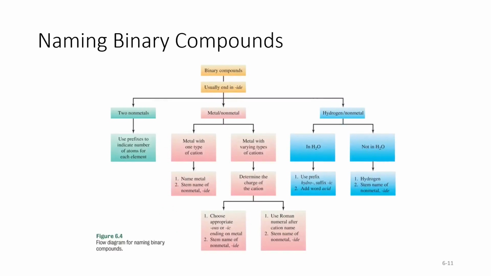So there's a chart that you can use when naming binary compounds. For binary compounds, if there are two nonmetals, you're going to use prefixes. We haven't talked about naming covalent compounds yet, or molecular compounds. If it's a metal and a nonmetal, we're going to be naming ionic compounds.